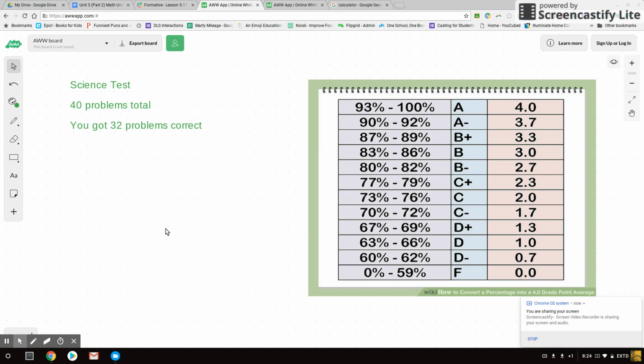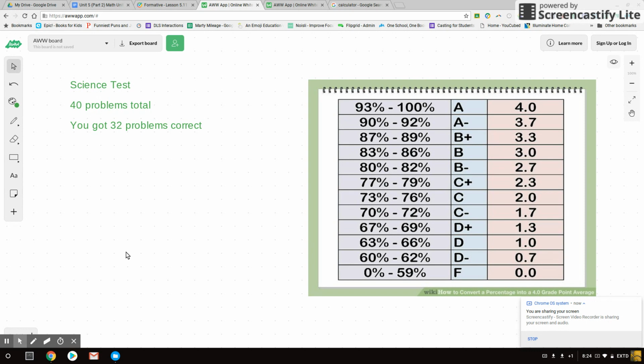Hey there, fifth graders. Today's video, we're going to be taking a look at how grades work and how percentages play big time into the grades you'll be getting in middle school and high school. Over here on the right, I have a grading scale. This is your typical grading scale.